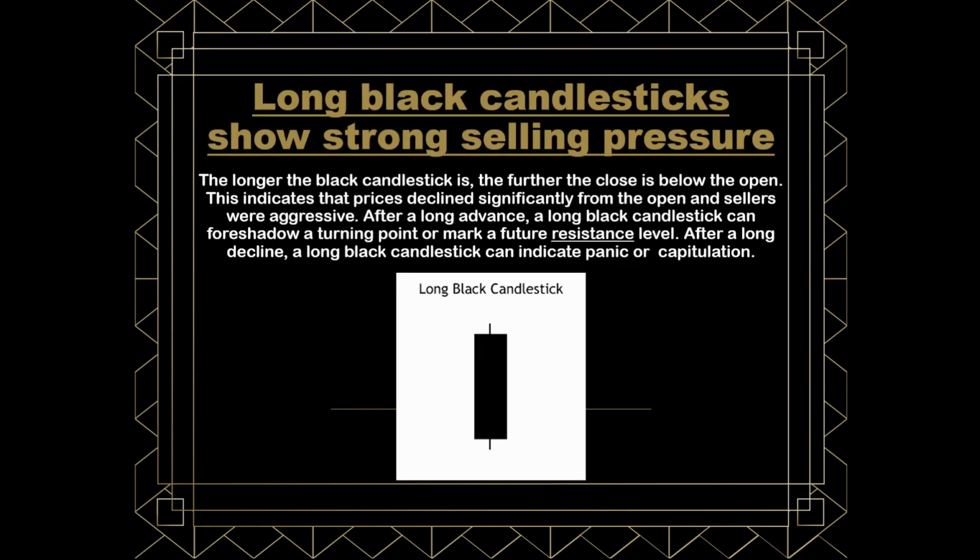Long black candlesticks show strong selling pressure. The longer the black candlestick is, the further the close is below the open. This indicates that prices declined significantly from the open and sellers were aggressive. After a long advance, a long black candlestick can foreshadow a turning point or mark a future resistance level. After a long decline, a long black candlestick can indicate panic or capitulation.